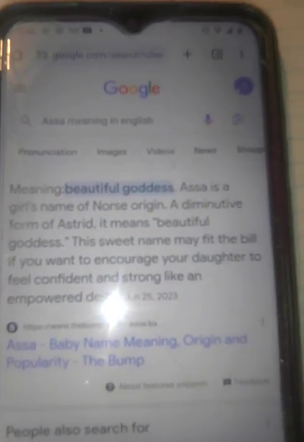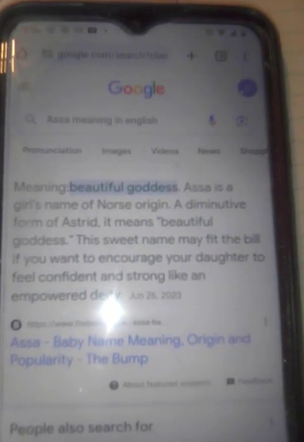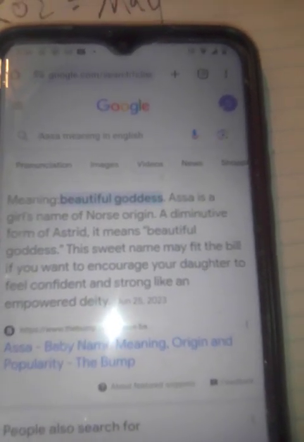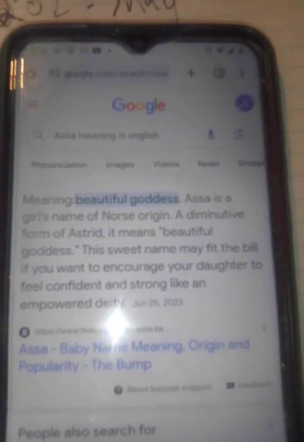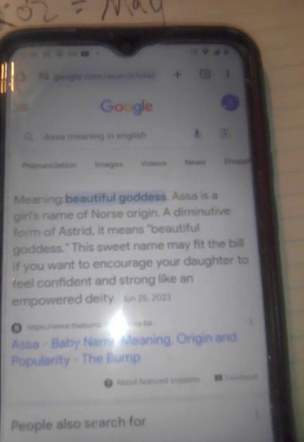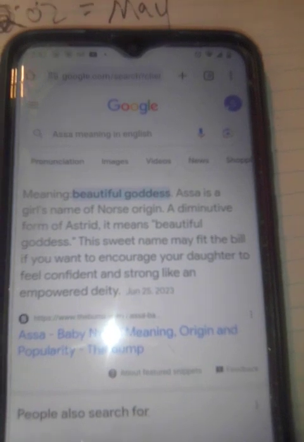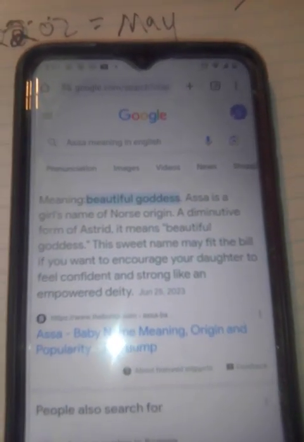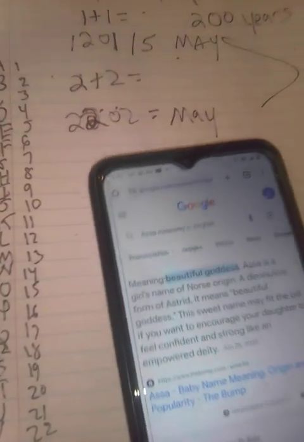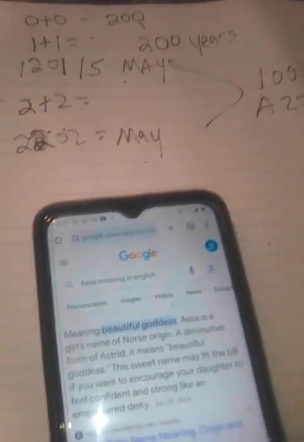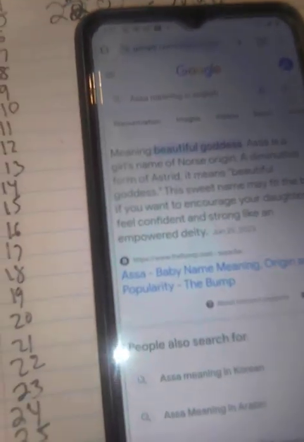Check this out, y'all. Also, Aza, when you spell it with an S, Aza is a meaning of a beautiful goddess. Aza is a girl's name of Norse origin, a diminutive form of Astrid. It means beautiful goddess. This sweet name may fit the bill if you want to encourage your daughter to feel confident and strong like an empowered deity. Ooh, whoa. Well, I know y'all see that, right? Good Lord. Okay, hold on a second. I know there's another meaning. Now, you check that out.